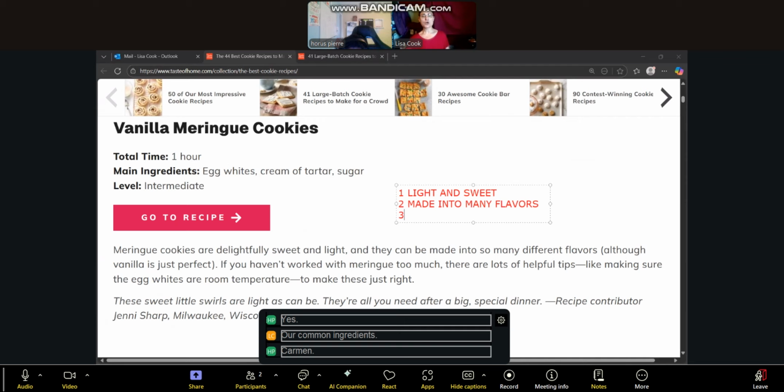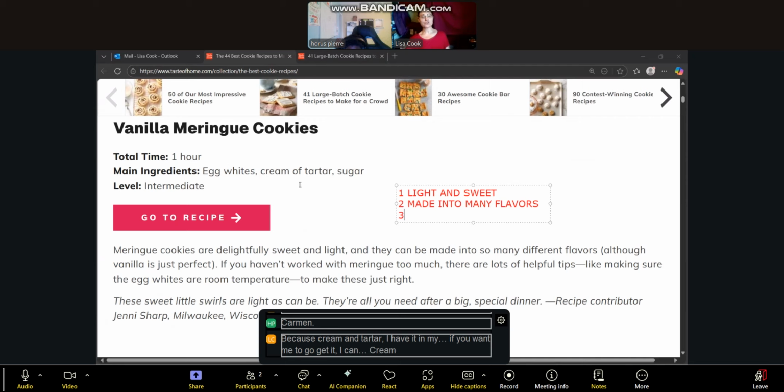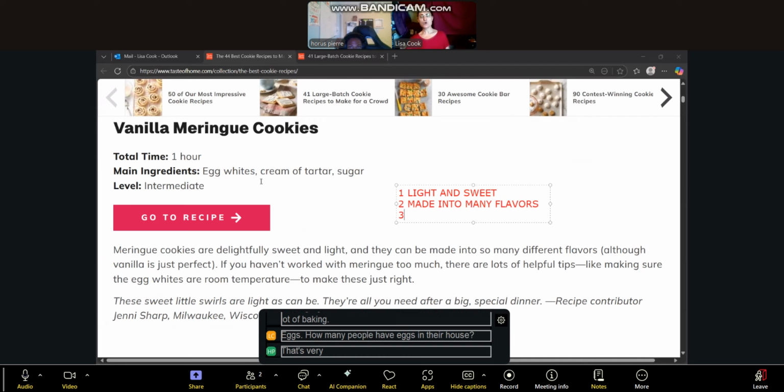Because cream of tartar, I have it in my kitchen, if you want me to go get it, I can. Cream of tartar is used in a lot of baking. Eggs. How many people have eggs in their house? Most people, right? What about sugar? Do most people have sugar? Yes. We're talking white sugar. Hello? Hello? Okay, so what do you think you ought to do with that?